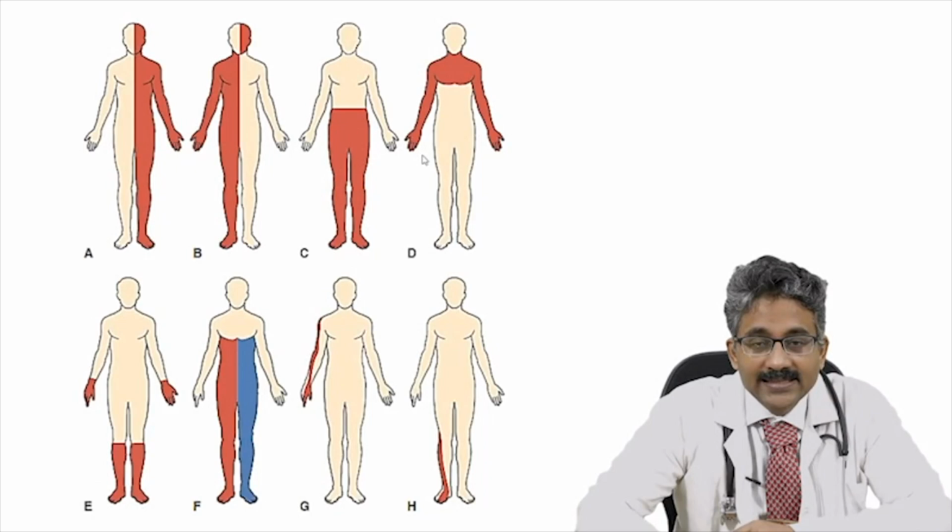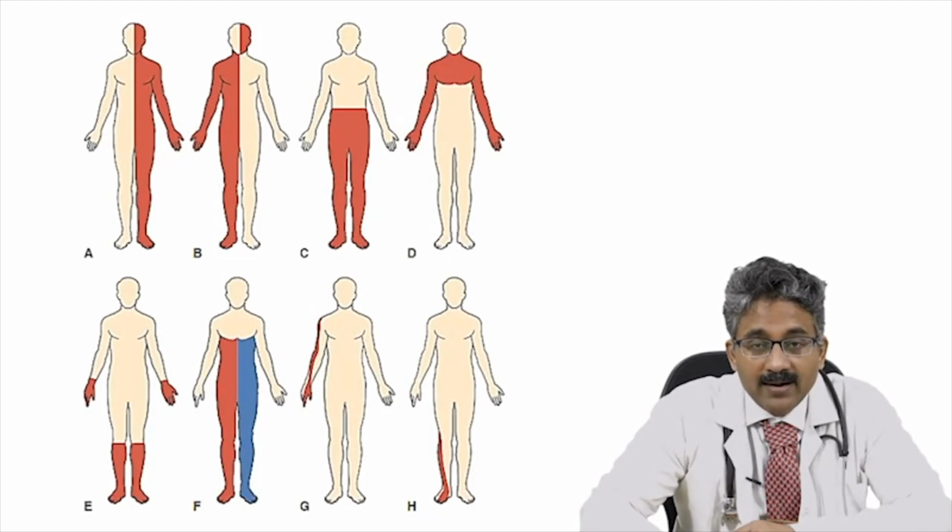See the interesting thing in D. Here only a part of the shoulder and the hand will be affected. Above and below it is normal. This type of sensory loss is known as suspended sensory loss. You get it in intramedullary tumors, that is syringomyelia. So there will be loss of pain and temperature, dissociated anesthesia.